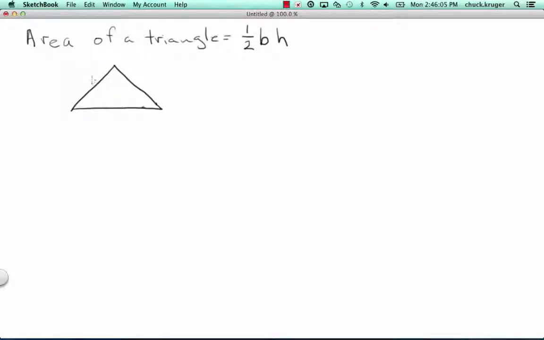And we're given that this length is, let me make this up and say this is 5. And this angle is 30 degrees. And we're asked to determine the area. I'm going to need one more length here. And let's make this length 12.